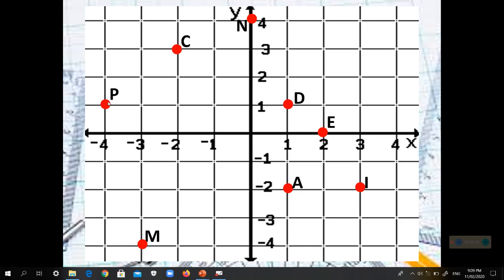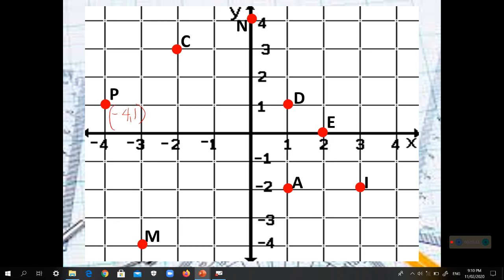Let us have point P. Point P is here. What quadrant is this? Yes, second quadrant. Since we have the second quadrant, our x is negative and our y is positive. So what are the coordinates of point P? You're right. We have negative 4, positive 1.